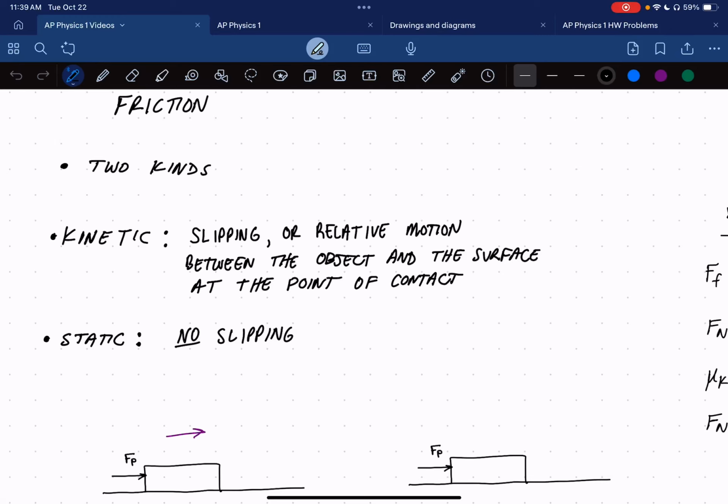Okay, this lesson is on friction. There are two kinds of friction we're going to be dealing with. There is kinetic friction. So I have a picture down here of a block on a desk. Imagine if I'm pushing on some object on my desk and I feel some resistance against me, I feel some friction, and the box is slipping across the surface, it's sliding, and I do feel a little bit of friction there. That would be like kinetic friction. And we'll define it this way. It's whenever there's slipping or there's relative motion between the object and the surface at the point of contact.